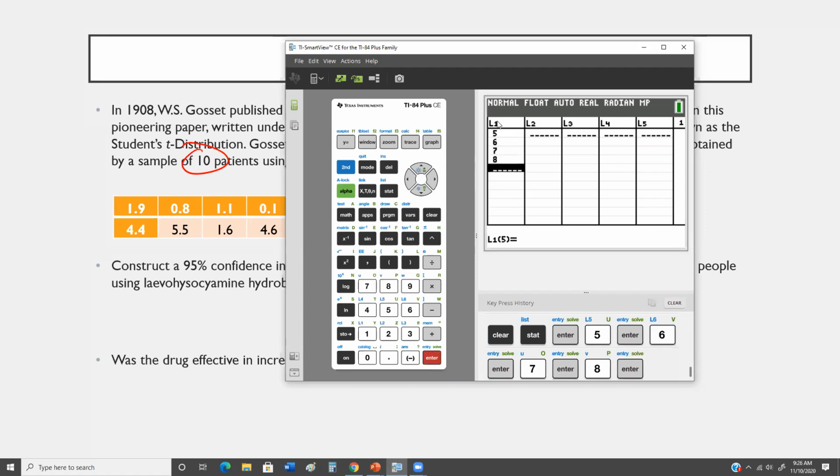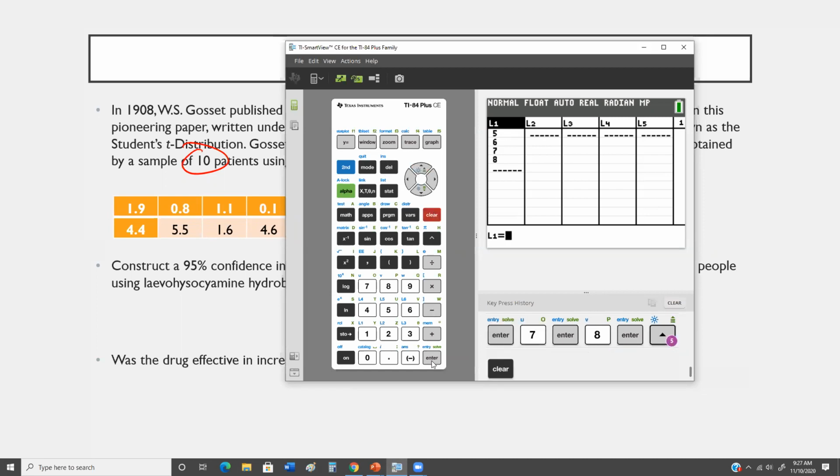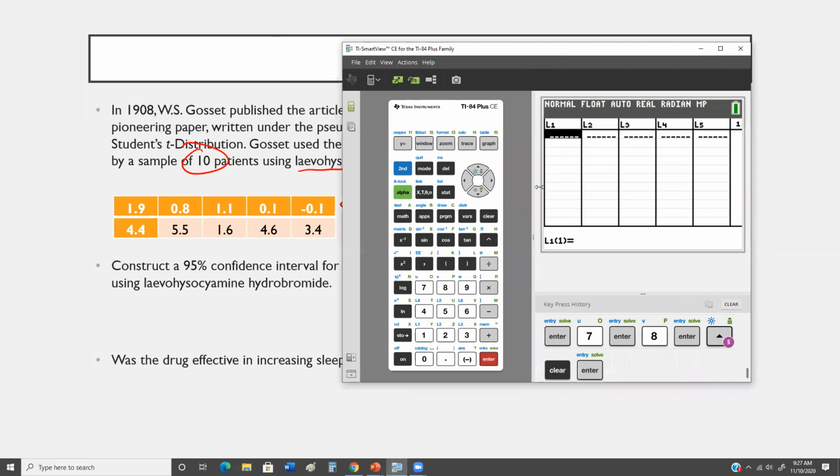Does anybody not see L1 up there? Does everybody see L1? That's really important too. Yes. Okay. To clear data out, you scroll to the top. Do not hit delete. If you hit delete, I'll be angry. You're just going to hit clear and then enter. Okay, clear, then enter. So now you should have a blank list of data.